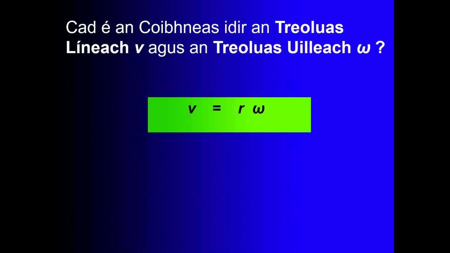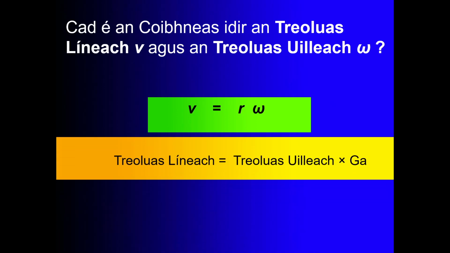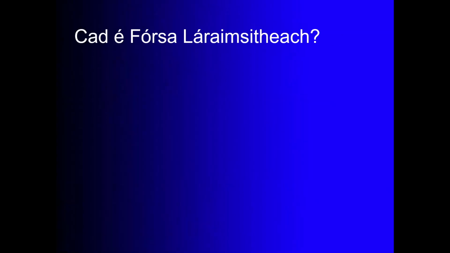So if we take the larger disk, obviously the radius is larger, so the linear velocity is larger. Just multiply by the omega, and the linear velocity will be the whole lot.